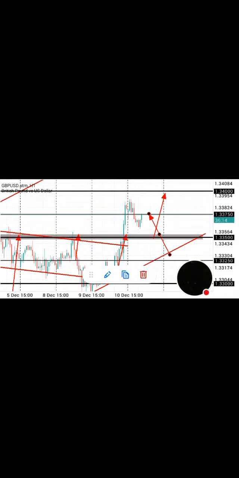Even at that, I'm still not going to take action. Why? Because I still believe that price is going to get to this point. I still believe that maybe in the New York session price is going to get to this point, because this is a very strong, significant point. So you don't want to feel left out. Just wait, just be patient.